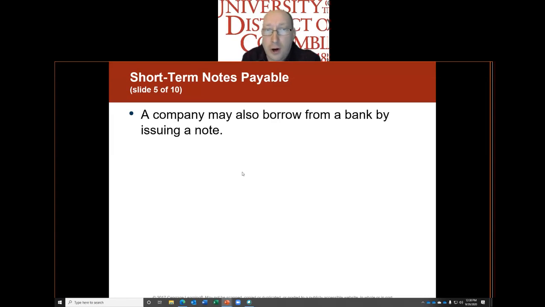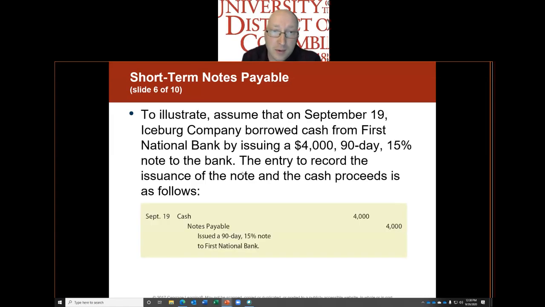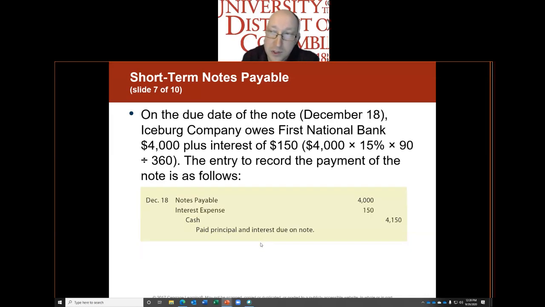A company may also borrow money from a bank to issue a note. On September 19th, the company borrowed cash from the bank by issuing a $4,000 90-day 15% note to the bank. We debit our cash $4,000 to increase our cash. We credit our notes payable to increase our notes payable by $4,000 to represent a 90-day 15% note payable.